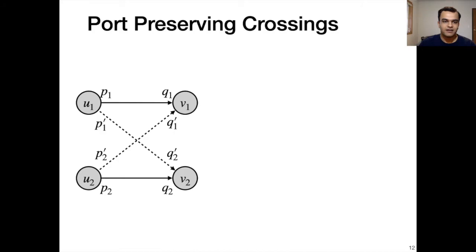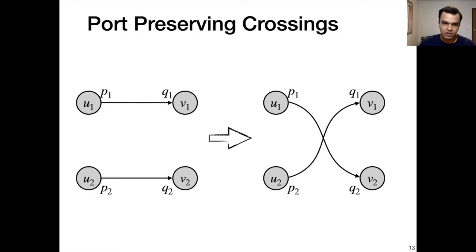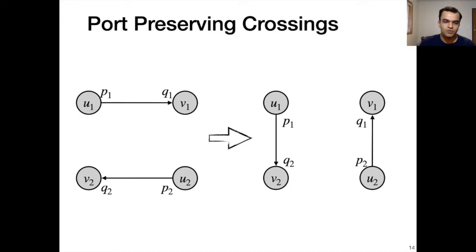So we get one instance shown on the left, and we perform the port preserving crossing operation, and we get the instance shown on the right. Let us ignore the dashed edges for simplicity, and if we flip the edge u2 v2 to be v2 u2, then the port preserving crossing operation looks as follows. It will result in the instance on the right.